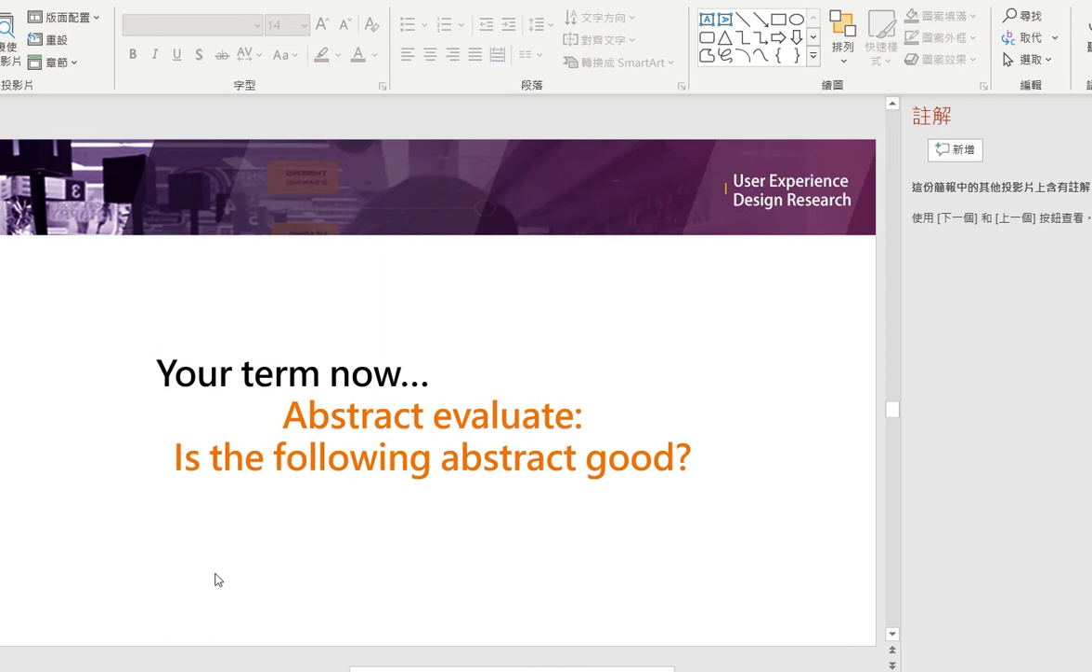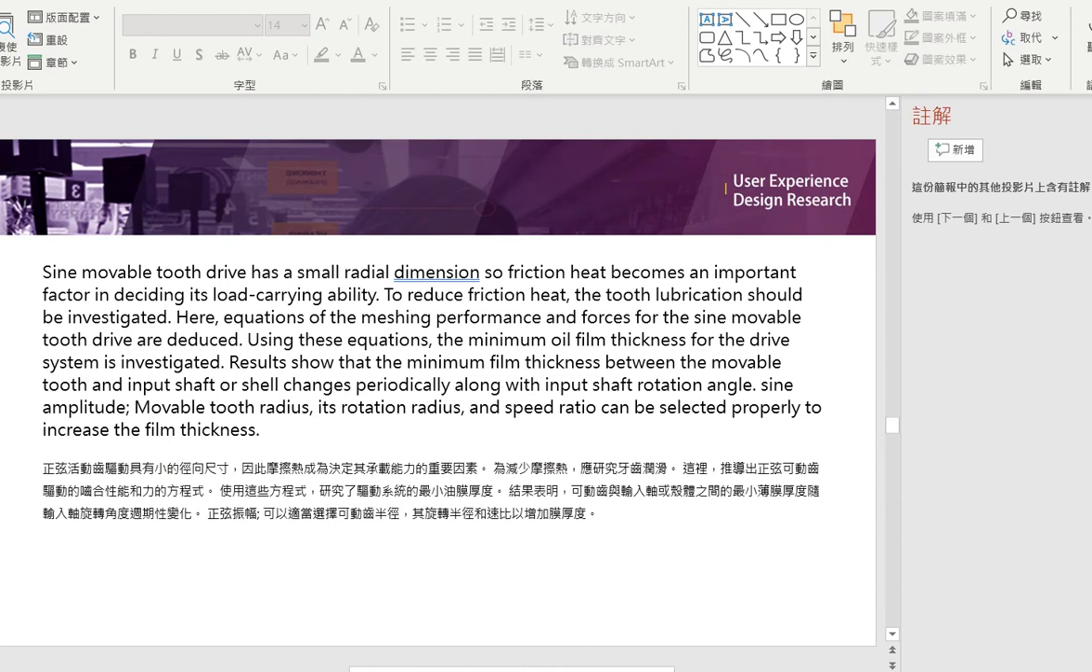So, your turn now. Evaluate whether the following abstract is good. That's the question. Okay, this one. Maybe we could just review this abstract for 3 minutes. And I will ask you, do you think this abstract is well done or not good, and why? What is the reason?